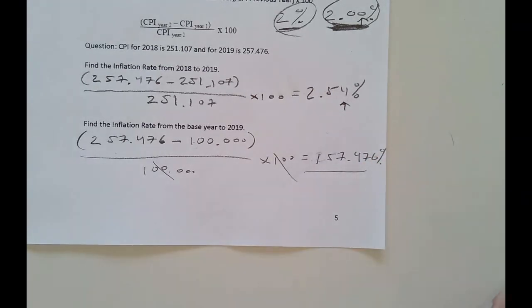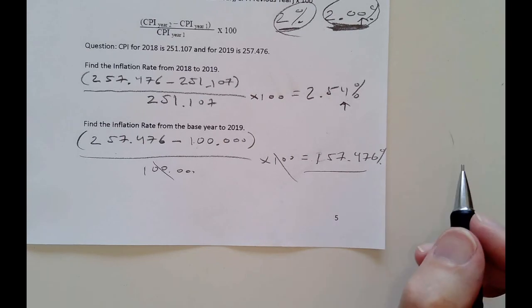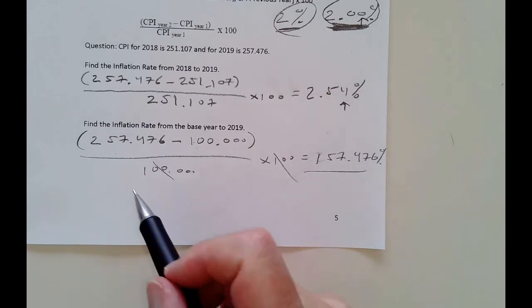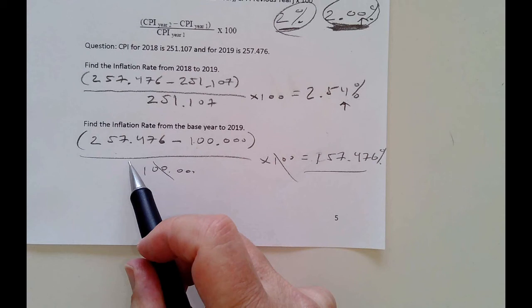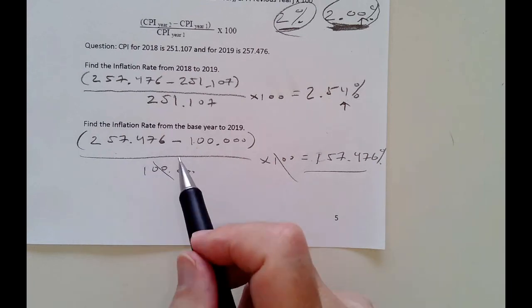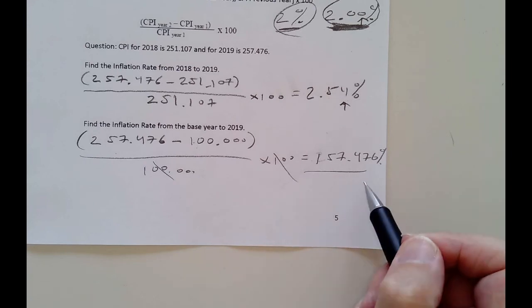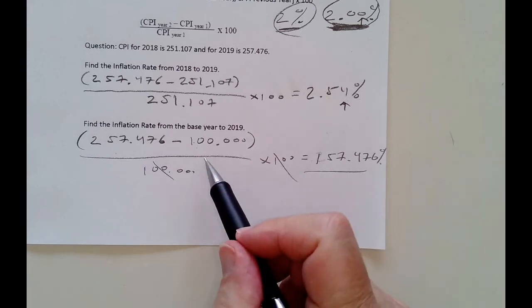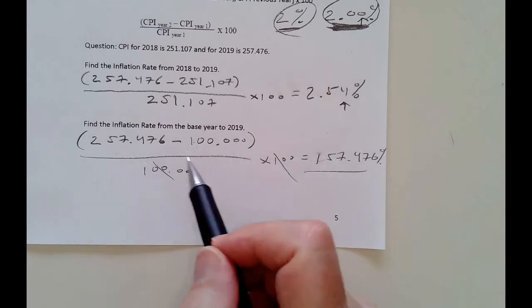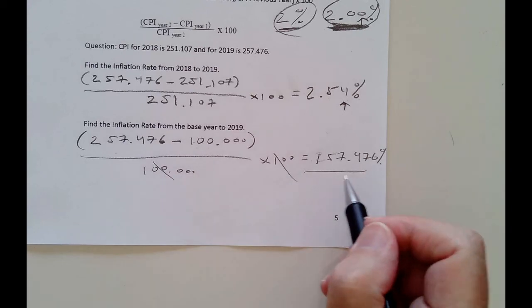So that's also a nice reason why the base year is 100. We don't need a calculator to find the inflation rate from the base year to any other year. Simply take whatever the current CPI number is, and subtract 100 from that, and that'll give you the answer right there. So it makes sense. You go from 100 to 257. That's more than doubled, and that's why it's over 100%.